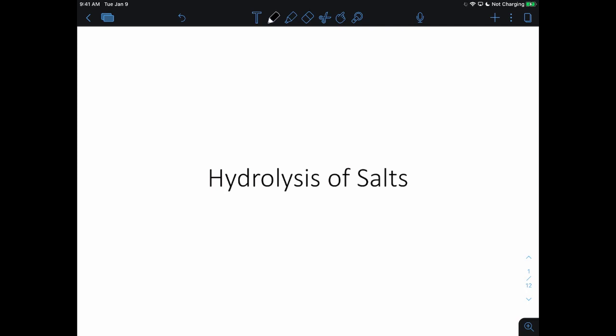Hey everybody. So today we're going to talk about salts and how salts may have an effect on the pH. We've done acids and bases, strong and weak acids and bases. And it turns out some salts will have an effect on the pH, and we need to figure out when we can recognize which salts will have an effect. So here we go, talking about salts.